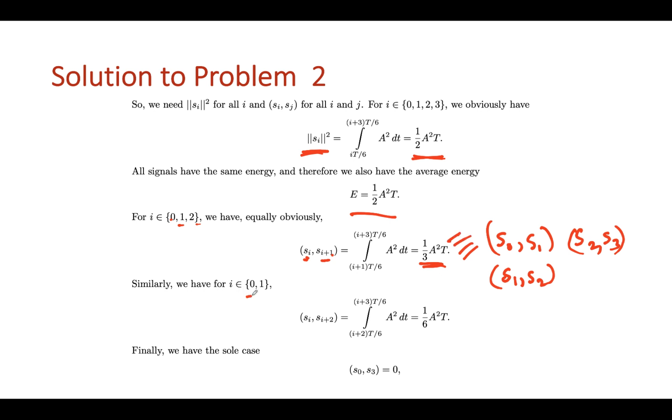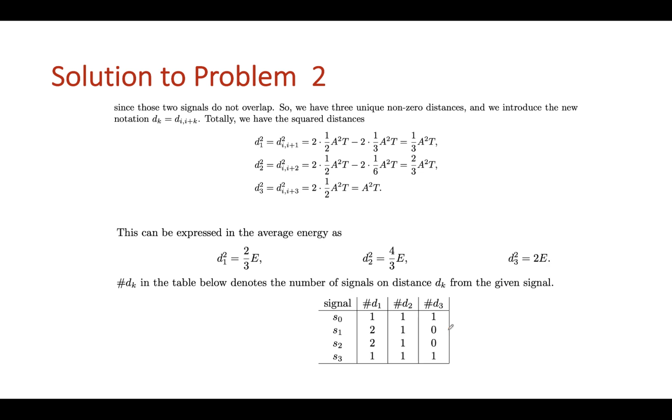Similarly, for i equal to 0, 1, the terms Si and S(i+2), so this is basically S0, S2, S1, S3. These distances are of this form. And for the sole case of S0, S3, this distance is 0. So with all these distances calculated, you have three unique non-zero distances.